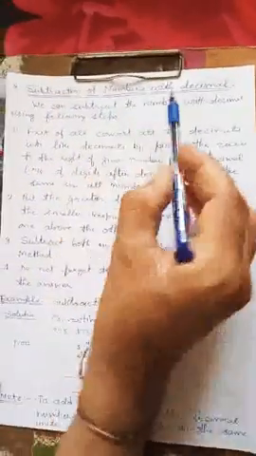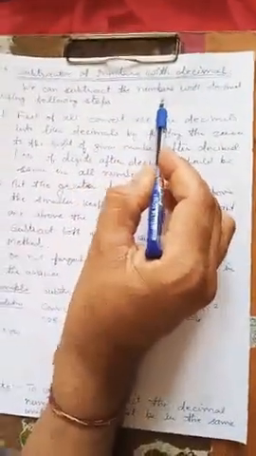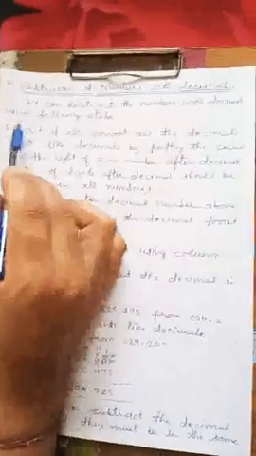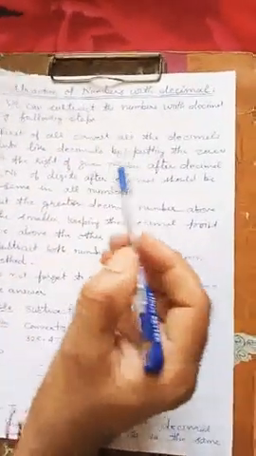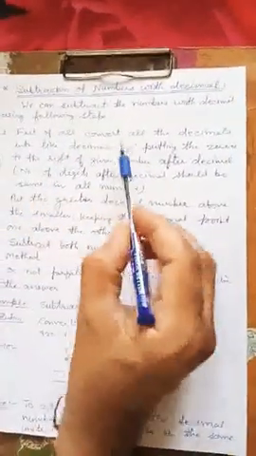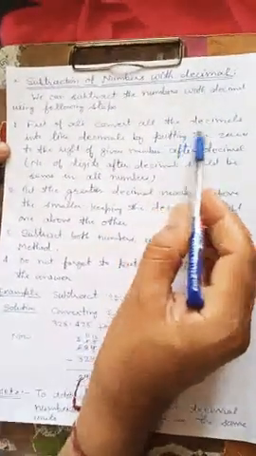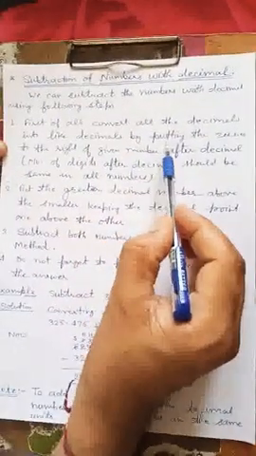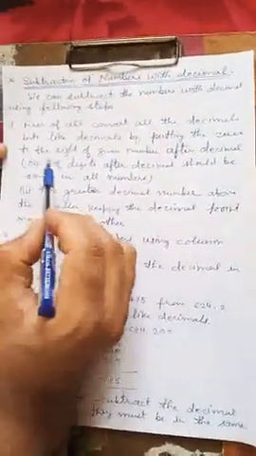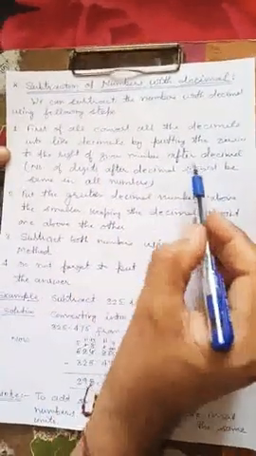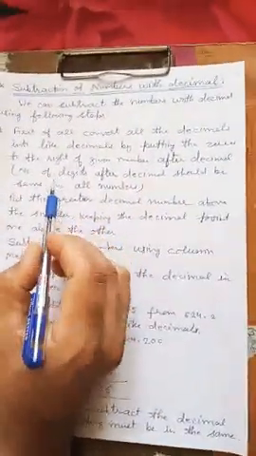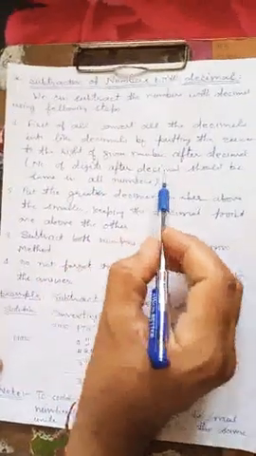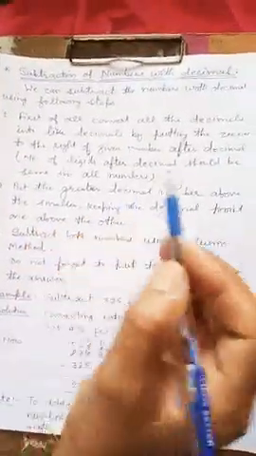Subtraction of numbers with decimals. We can subtract the numbers with decimal using the following steps. First of all, convert all the decimals into like decimals by putting the zeros to the right of given number after decimal. Means number of digits after decimal should be same in all numbers.